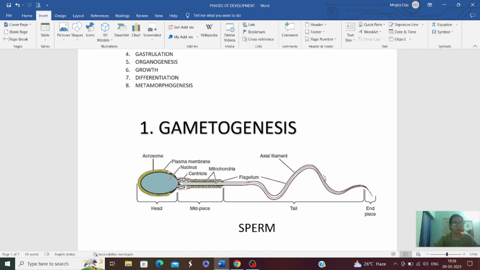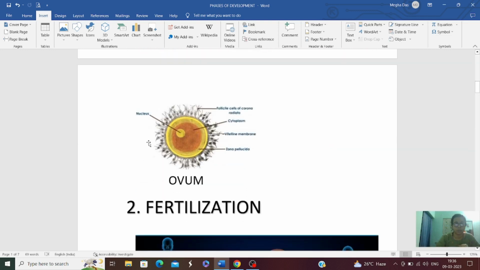We are not going in depth now. We will be dealing with this when we study gametogenesis in detail. But next is the formation of the ovum, known as oogenesis. This is the structure of the ovum. As you can see, the ovum is large in size but it is non-motile, which means it does not undergo any mobility. It is stationary.